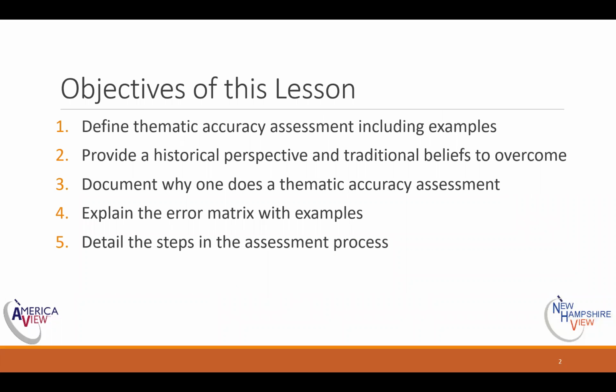So the objectives of this lesson are 5-fold. First, we're going to make sure we define accuracy assessment, including some examples. Then we're going to discuss a little bit of a historical perspective and talk about some traditional beliefs that you might have to overcome. Then we're going to document why one does an accuracy assessment. We're going to make sure we understand the error matrix very completely, including some examples. And then we're going to look at the steps in the accuracy assessment process.